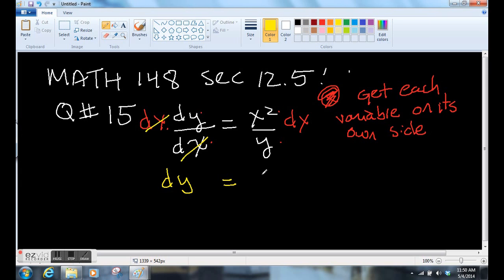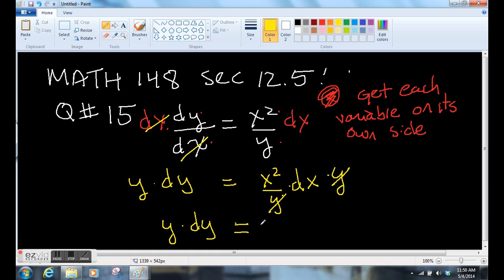And on this side, we'd have x squared over y dx, like that. Still a problem because I have a y down here that I don't like, so I can multiply this side by y, and the y's cancel. And now we are good. Now we have y dy and x squared dx. Your book calls this separated form. In this case, we want to separate x and y. They don't get to play together. They have to sit in separate parts of the room.